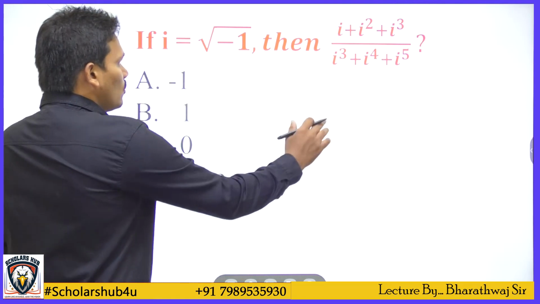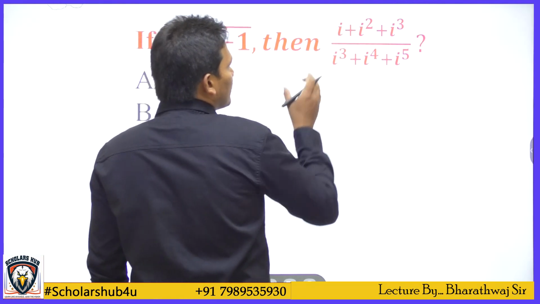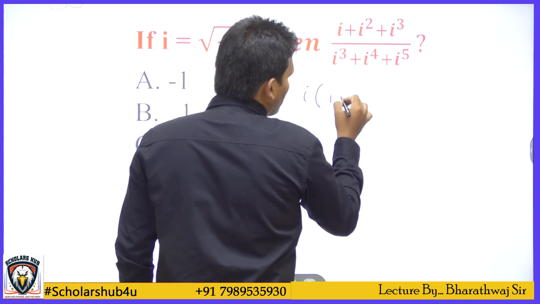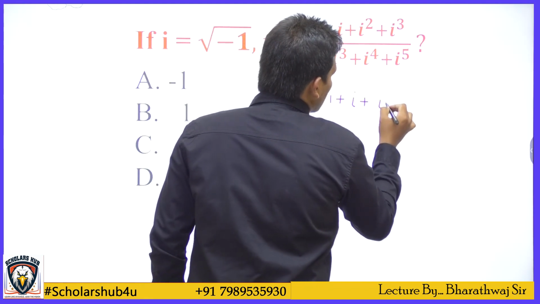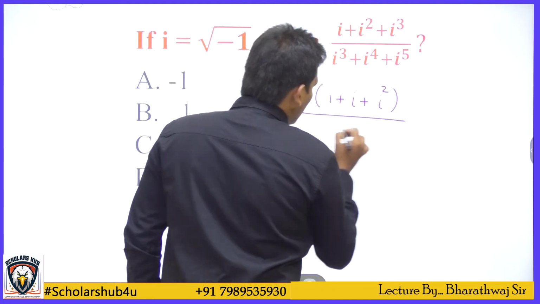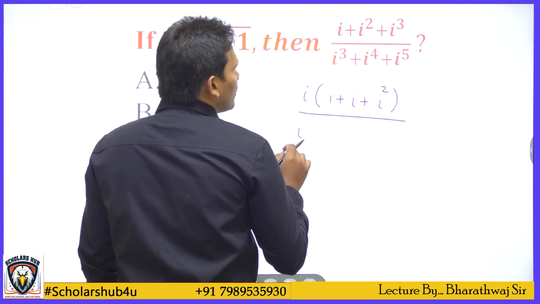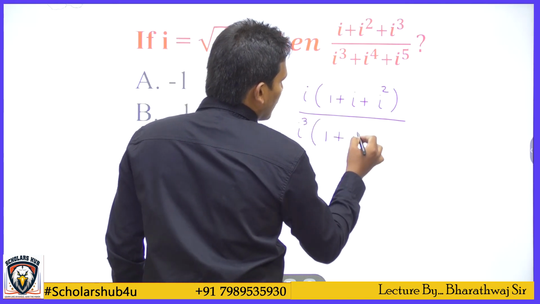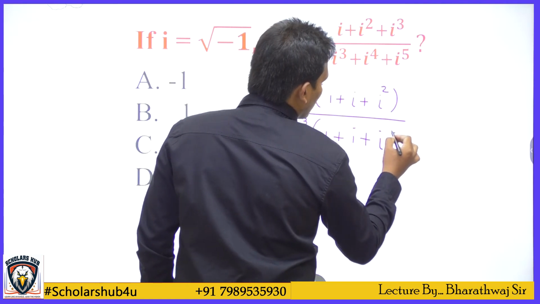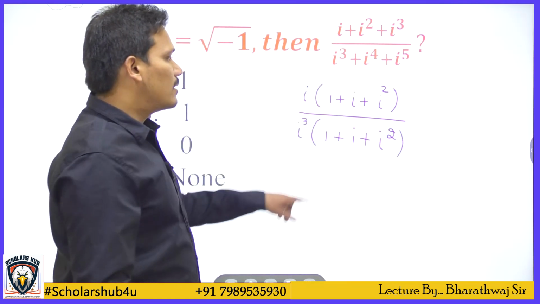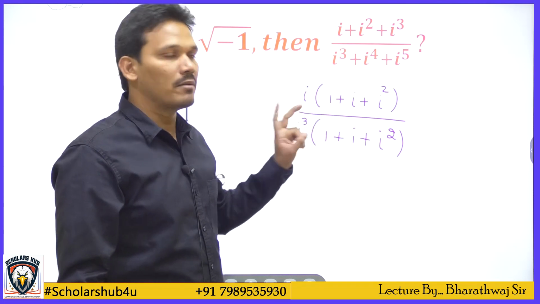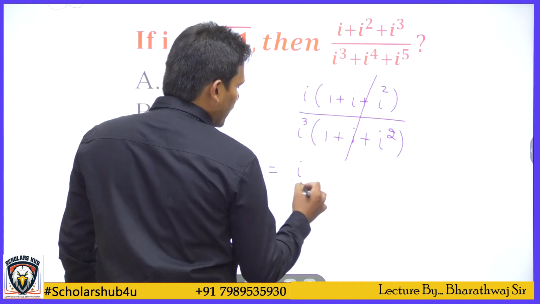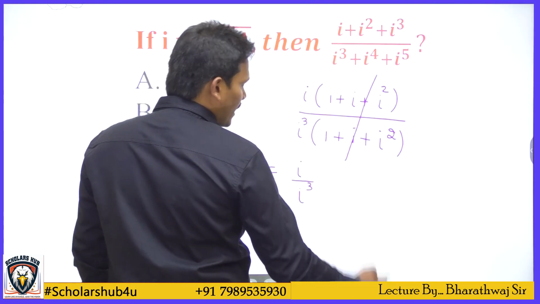First, in the numerator take i as common. Taking i as common, you are going to get 1 plus i square. Again in the denominator you take i cube as common, so you get 1 plus i square. In the numerator and denominator there is the same term, so you can cancel that term. At last I am left with i by i cube.